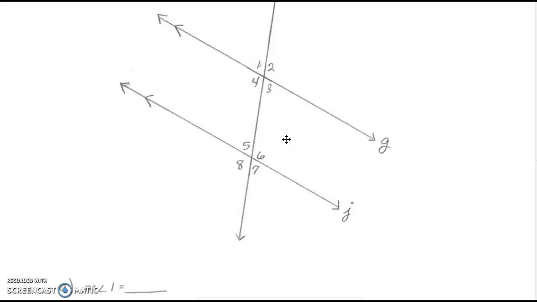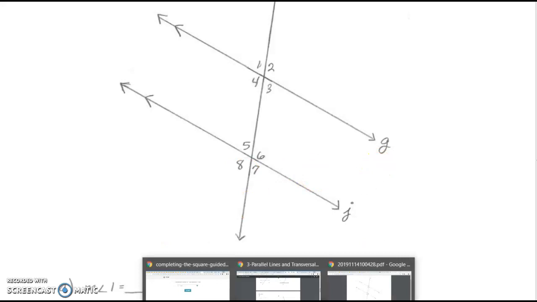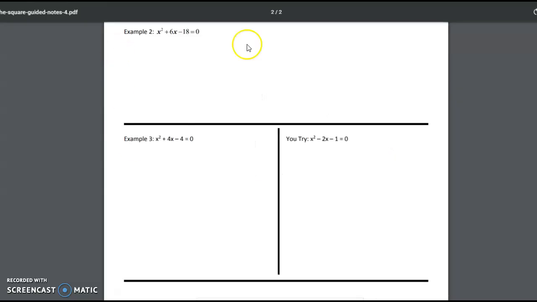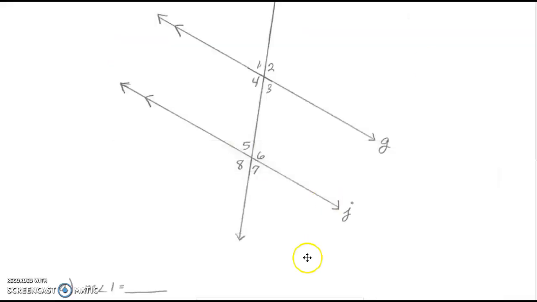Another pair of corresponding angles. Who can do that for me? Karma? 2 and 6. What do you notice about their measures? They're the same, okay. Another pair of corresponding, Mackenzie. 4 and 8. And what do you notice about their measures? They're equal, right? Okay, so that leads us to some of the postulates or theorems that we're going to have in today's lesson.